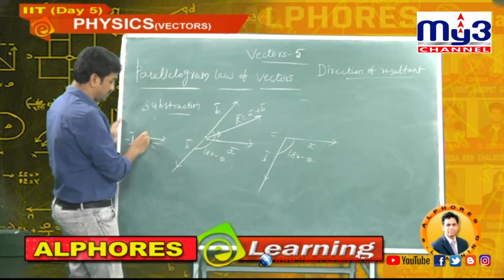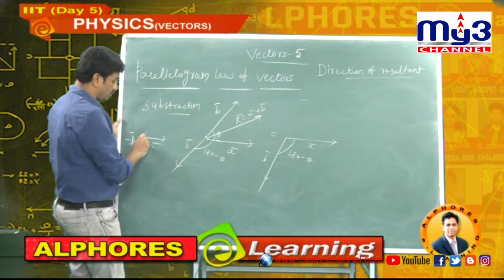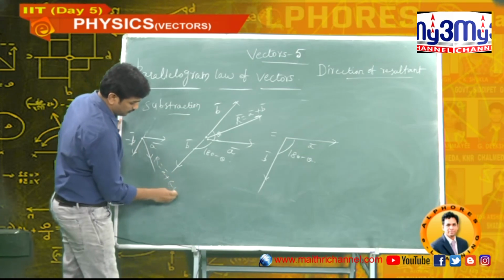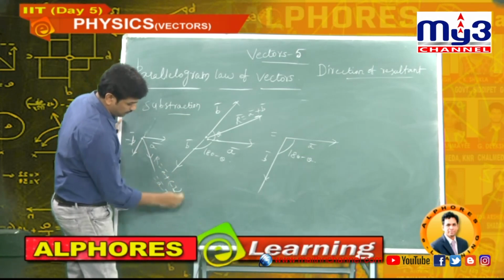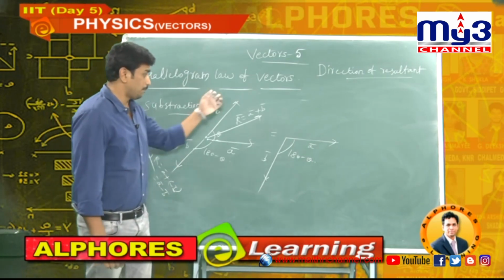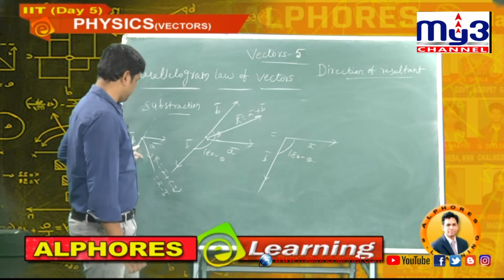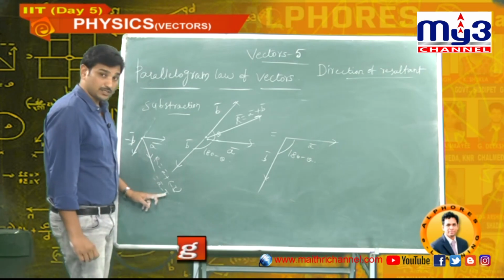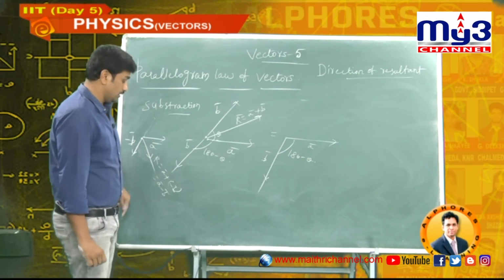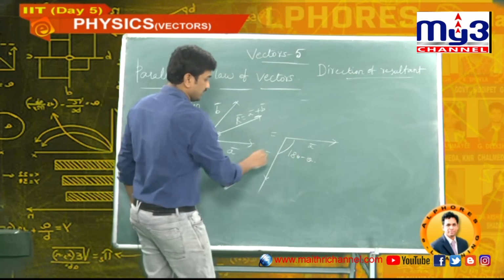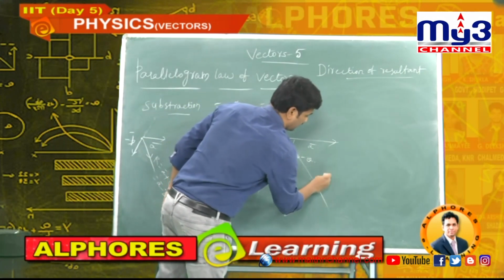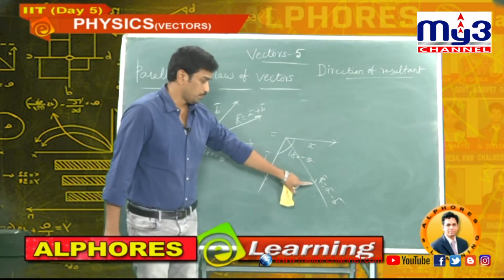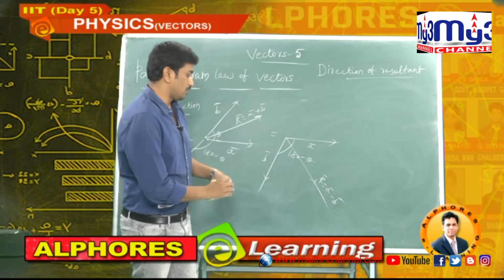Now again, see the tails. Tail of A bar, tail of minus B bar. What is the resultant now? Resultant is A bar plus minus B bar, indirectly A bar minus B bar. Have you understood my point? If you turn B bar back, it will be minus B bar. Now A bar and minus B bar, tails joined. What is the resultant? A bar minus B bar. How? See here, A bar minus B bar. Now what is the magnitude of this?